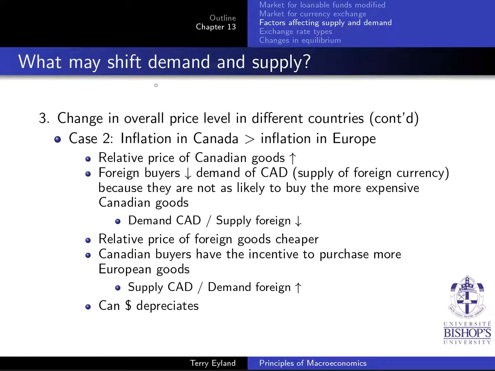However, if we have a change in overall price level that differs between countries, so let's say we have more inflation here than we have in Europe, essentially the price of our goods is going up at a higher rate than theirs, making our goods relatively more expensive than theirs. Therefore, the demand for our goods and our currency will go down, and the demand for their goods and their currency will go up, leading to the Canadian currency depreciating. Once again, you could look at this through either of the two graphical analyses and see that outcome.